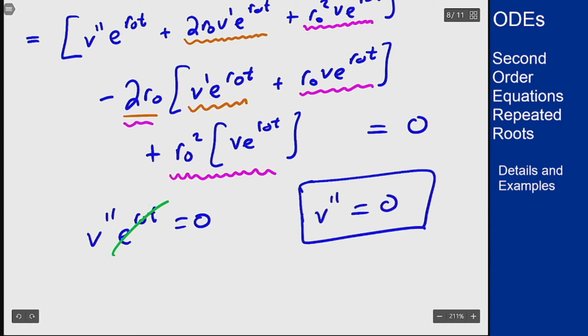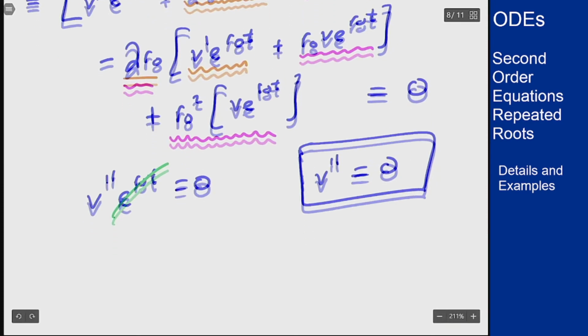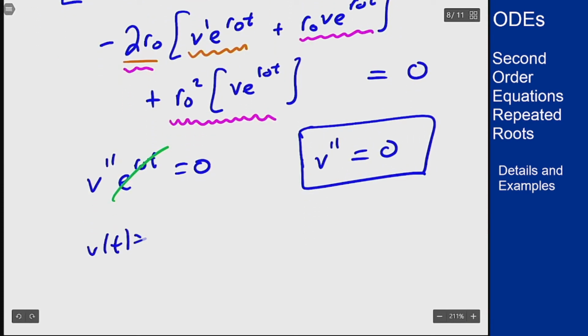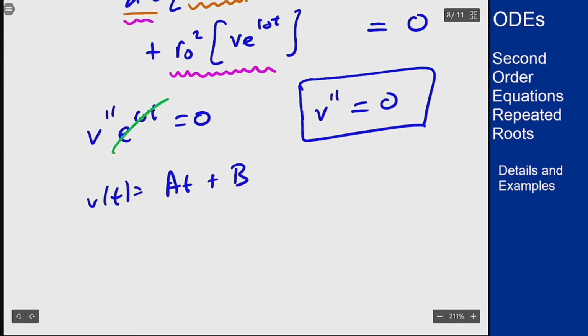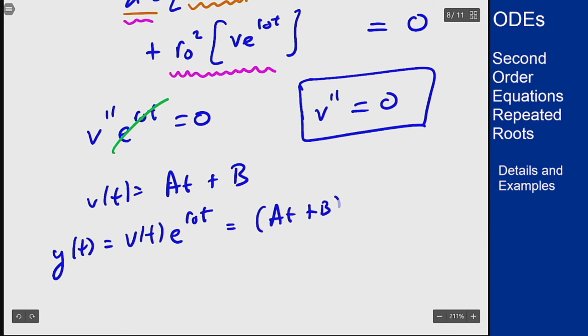We saw with the earlier example, it works in any case where we have a double root for a constant coefficient equation like this. But what's the solution here? The solution here then is just v of t is at plus b for some constants a and b. Two derivatives gets me 0, we're good to go. But we now gotta go back one step further. What is our solution to the entire equation? Our solution y was v of t times e to the r0t, or in this case, at plus b e to the r0t. And this works for any a and b.